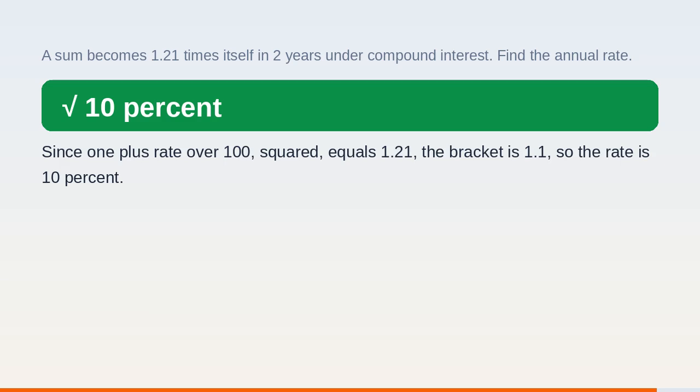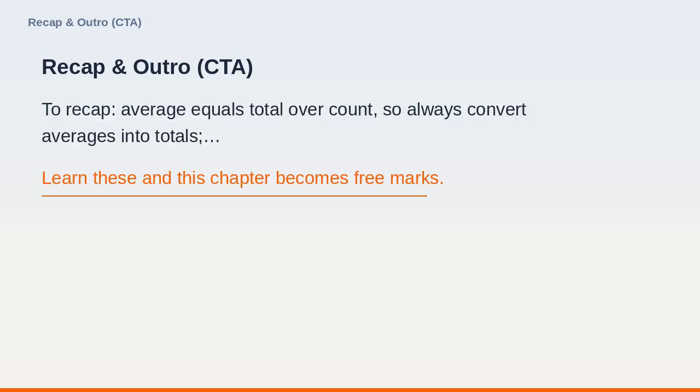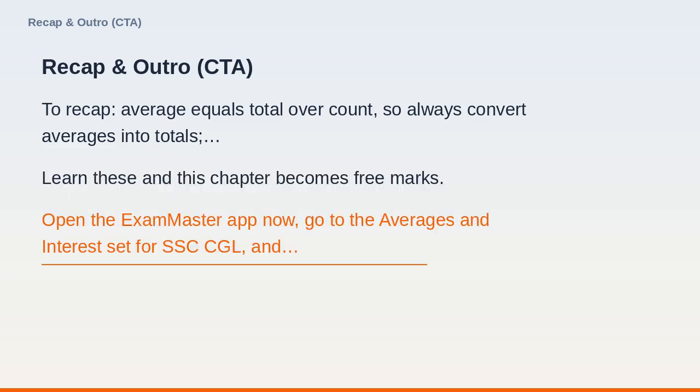To recap, average equals total over count, so always convert averages into totals. Simple interest is principal times rate times time over 100. Compound interest multiplies by 1 plus rate over 100 each year. And the 2-year CI minus SI shortcut is principal times rate squared over 100 squared. Learn these and this chapter becomes free marks.